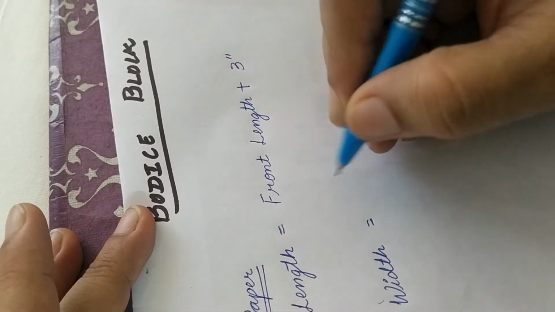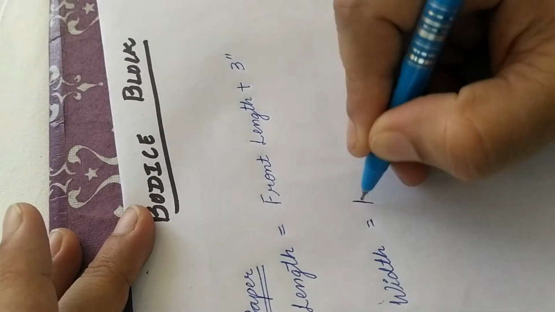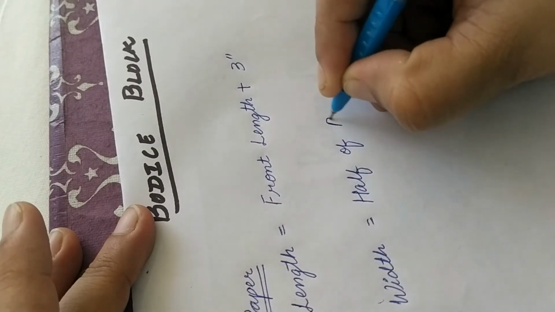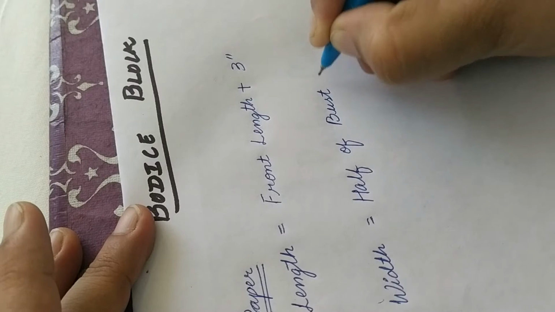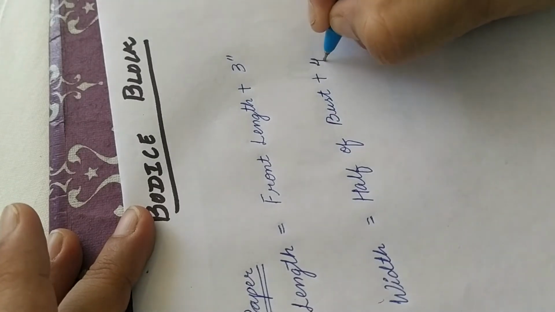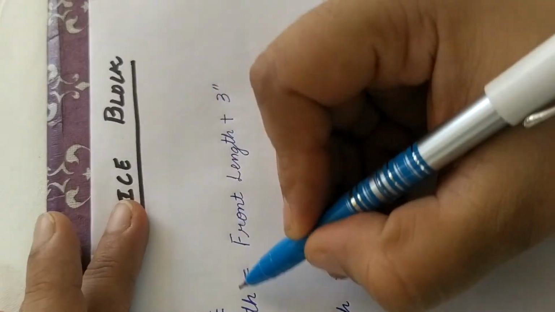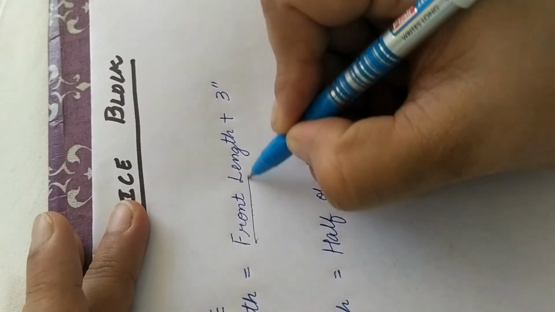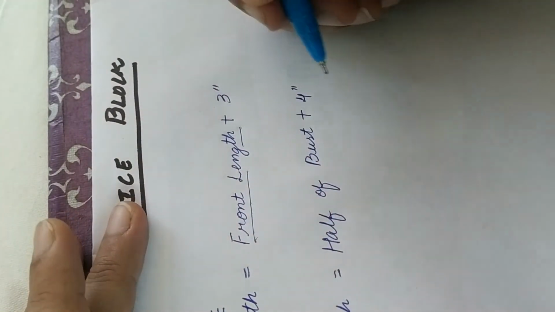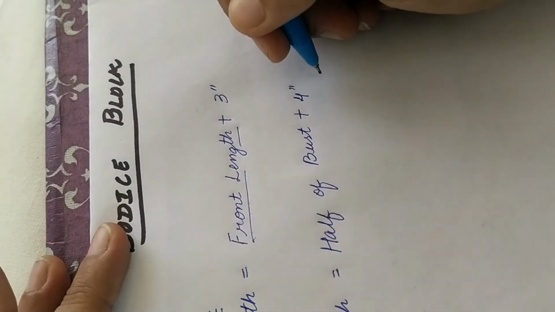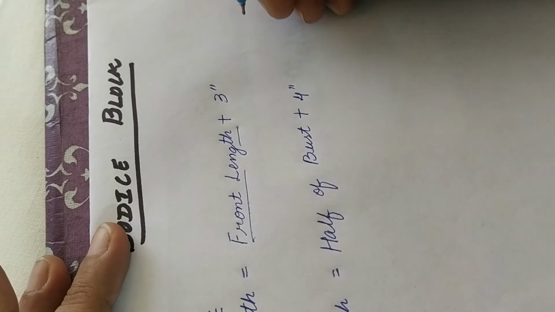And when it comes to marking the width, it is half of bust measurement, and to this measurement we add 4 inches. So why do we take the front length? The reason why we take front length is because this is the longest length of the front part of a female figure of size 34.